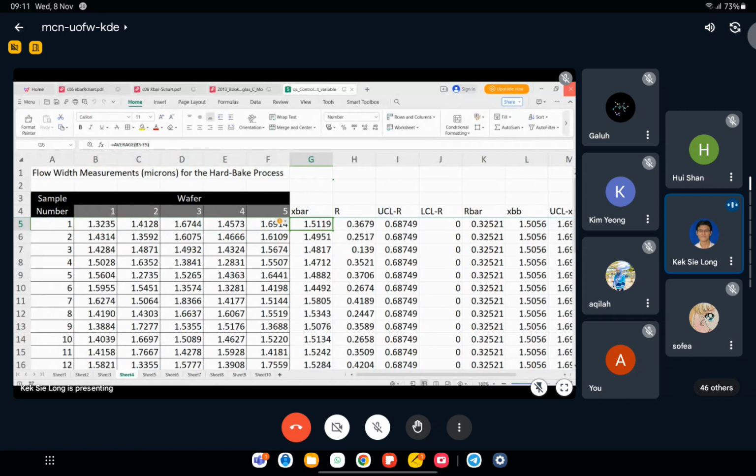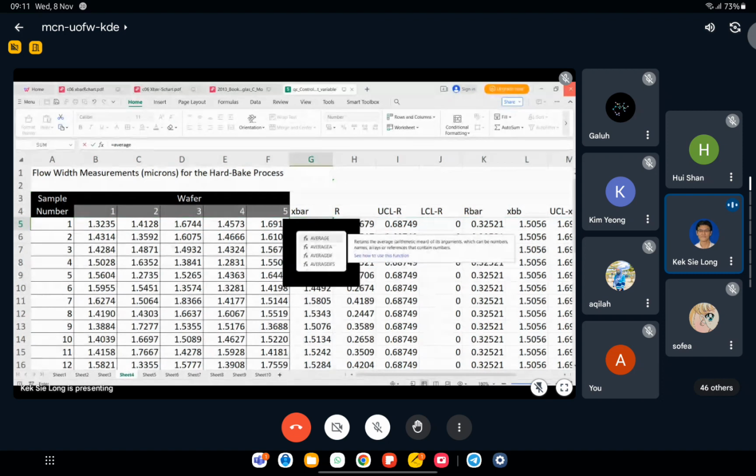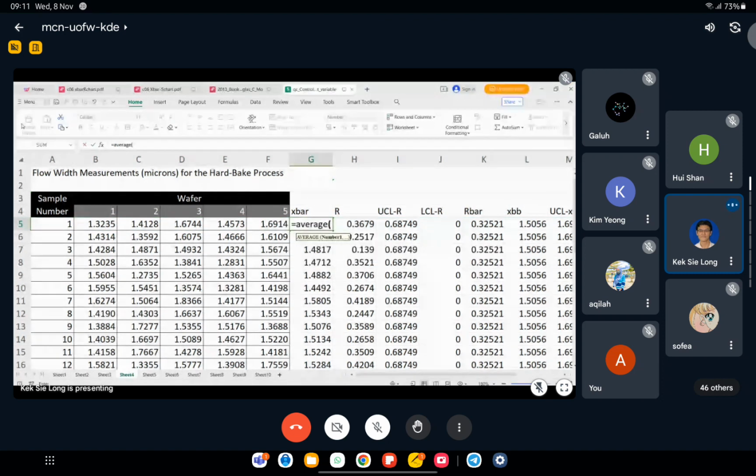No, use average. Okay. And then you highlight these 5 numbers. You can just simply type, you can see on the screen. You can ignore the other numbers. You just focus on the command I type for you. You can see equal average and then in the bracket.